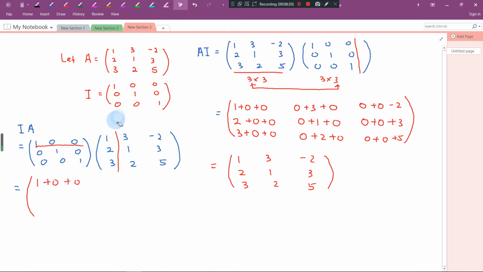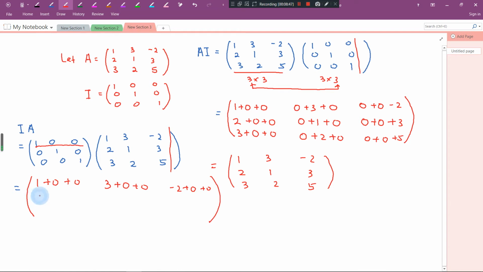Okay, let's proceed to the second column. 1 times 3, you get 3. 0 times 1, you get 0. 0 times 2, you will get 0. Okay. 1 times -2, -2. 0 times 3, get 0. 0 times 5, you will get 0.